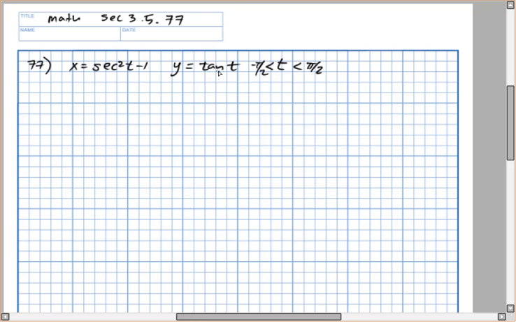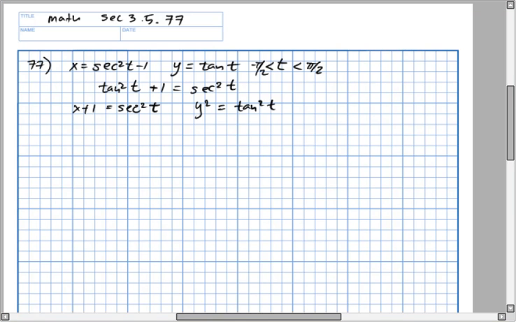Seeing secant squared and tangent, you want to recall the trig identity tangent squared of t plus 1 is equal to secant squared of t. So we need to fit these parametrics into these forms. As you can see, if we move negative 1 to the other side, we'll have that x plus 1 is equal to secant squared, which is already in the form that we need it to be. Y is tangent of t, so it needs to be squared to get in the right form.